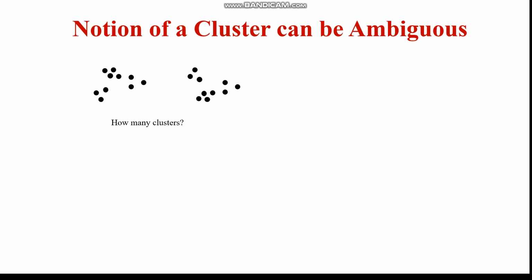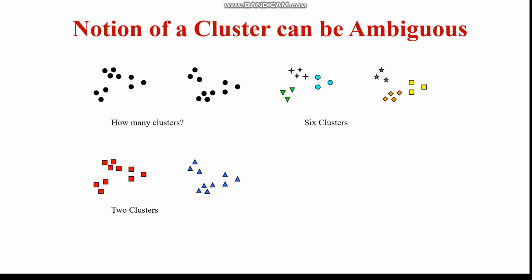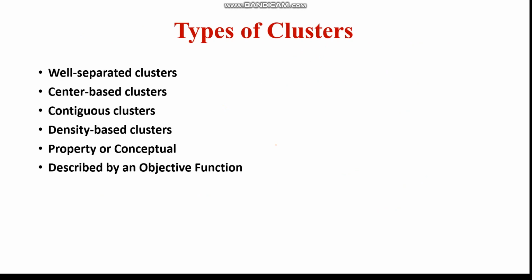So in this case, if we have a look at this, the notion of a cluster can be ambiguous. If we look at this, we can also get confused about how many clusters there are. Here we can say there are simply two clusters. If we look at this diagram, we have six clusters with clear differences from each other. In this case, we can say a total of 4 clusters are there. But if we look at this, there is no clear differentiation, so it can be an ambiguous task in this case.